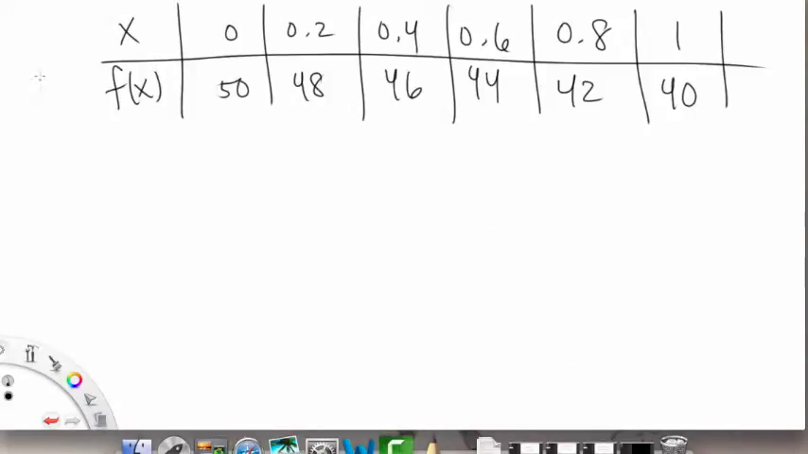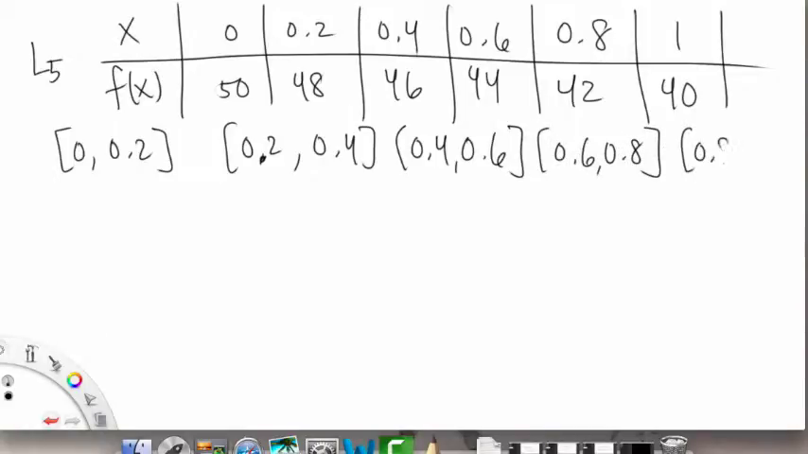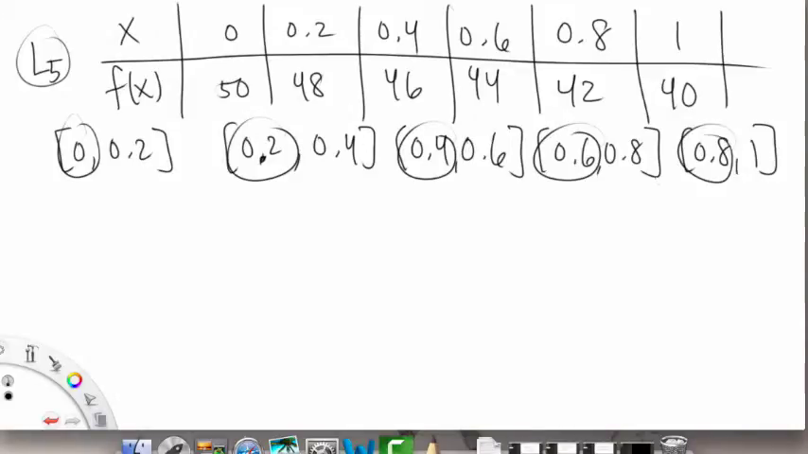Here's our chart again, and what we want to find is L sub 5. Again, I'm going to create those sub-intervals: 0 to 0.2, 0.2 to 0.4, then 0.4 to 0.6, 0.6 to 0.8, and then 0.8 up to 1. Now that we're doing a left endpoint approximation, I'm going to circle the left value of each. Our important values are the ones that I circled.